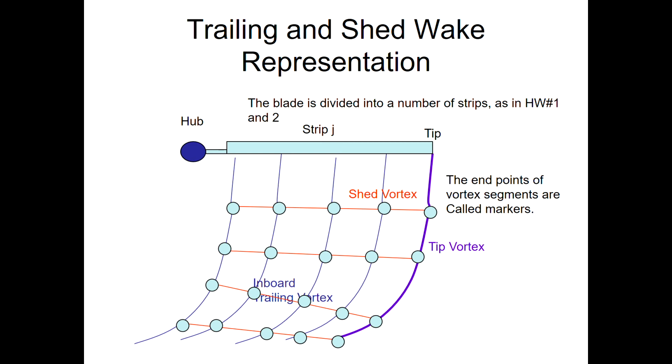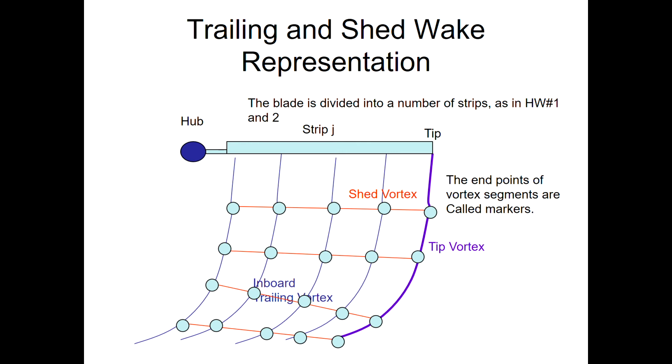It will have the strongest strength. So in some computer programs, they will neglect everything except the tip vortex. In other computer programs, they will say, I'm going to keep the first 90 degrees of the shed wake. After that, I'm going to neglect the shed wake and the inboard vortex, the trailing vortices. After 90 degrees or 180 degrees, I'm going to keep only the tip vortex structure in play.